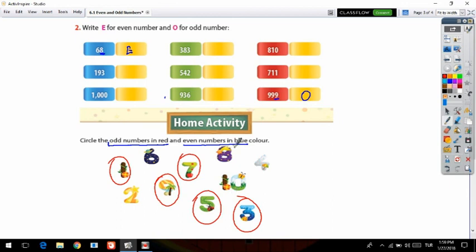Now even numbers in blue. Let's choose the color blue. Then let's make a circle. 4, 10, 8, 6 and 2. That's it. An easy example for home.